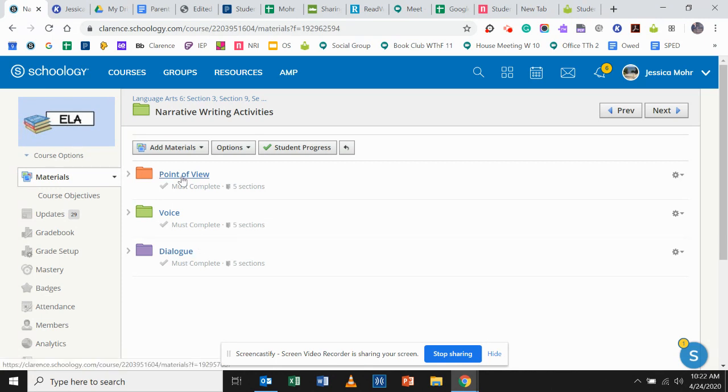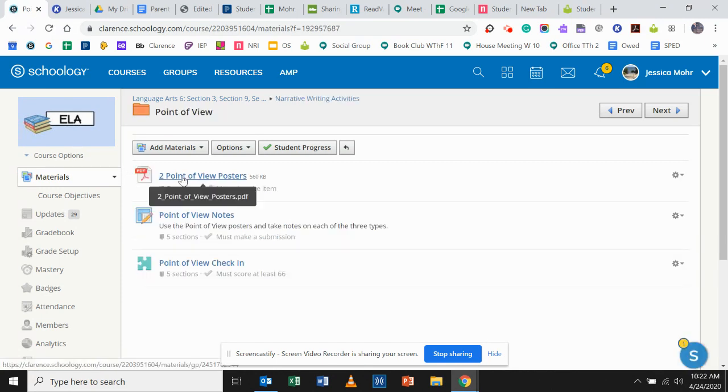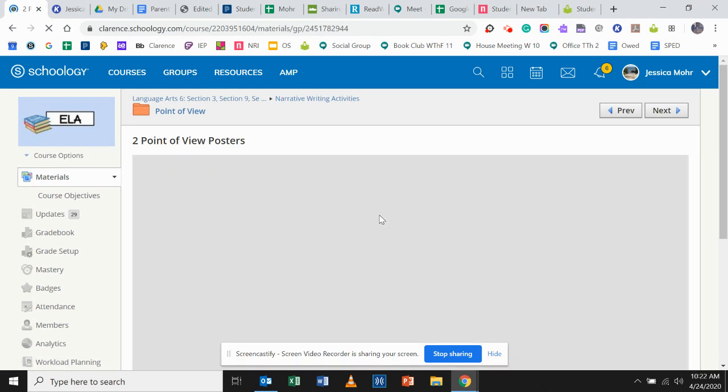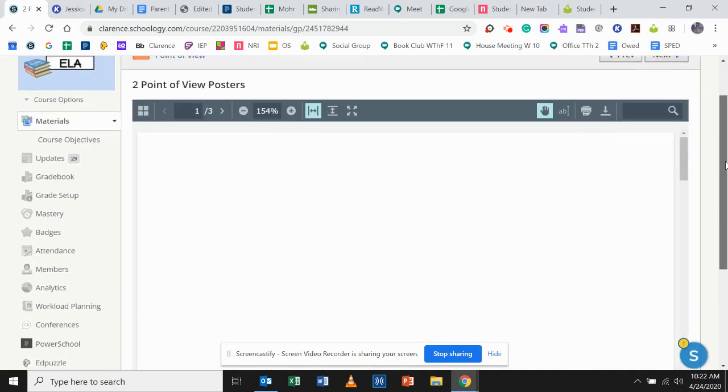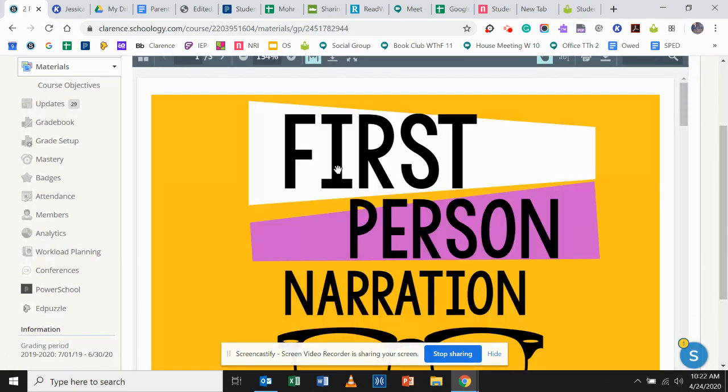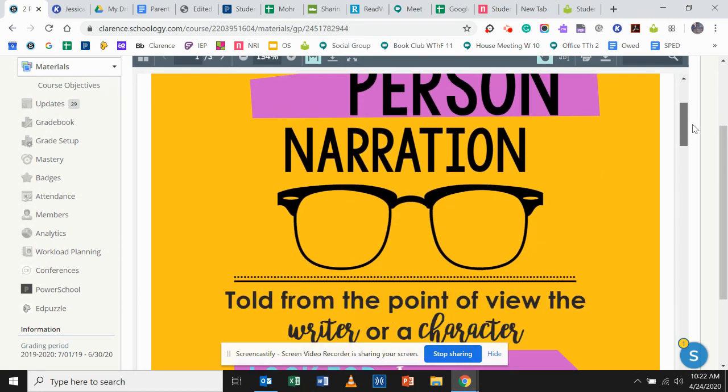So the first thing you have to do is click on point of view. Point of view is how books or any sort of written passage is written. There are different points of view that you can write in. So let's take a look, let it open. Your first option is your first person narration.